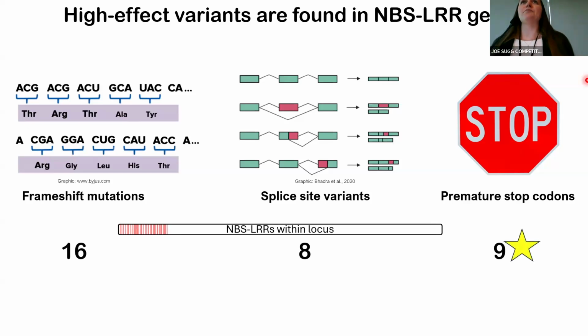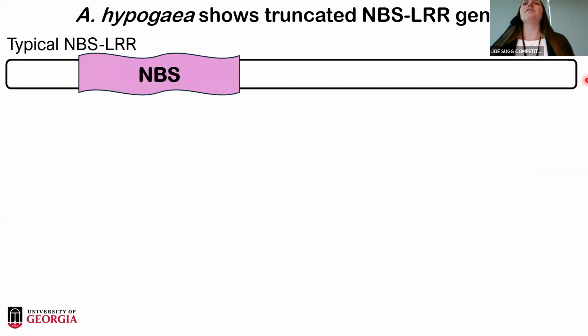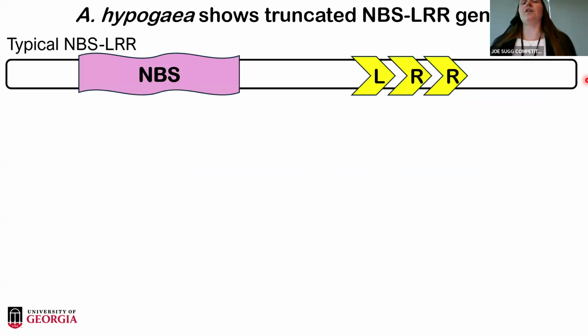I chose to focus on premature stop codons, and to illustrate the effect that these can have, I want to give an example. If we consider this rectangle to represent the length of a typical NBS-LRR protein, there's the NBS, the nucleotide binding site, and then further down in the protein, there's the LRR, or the leucine-rich repeats. These are the parts of the protein that are actually involved in binding effector molecules from pathogens and initiating a cellular response.